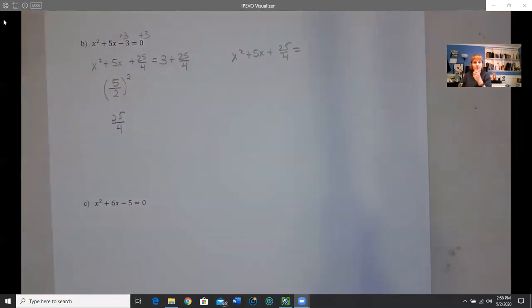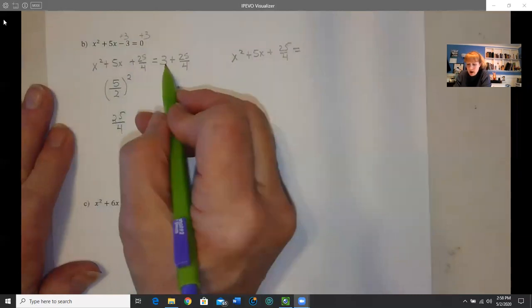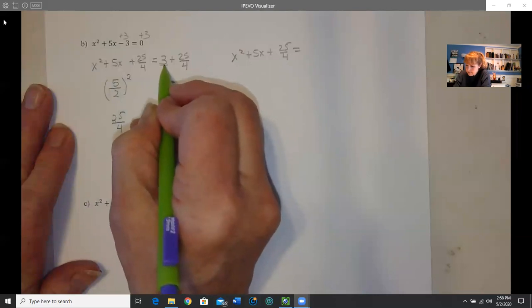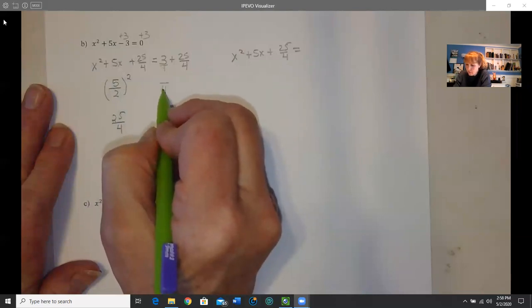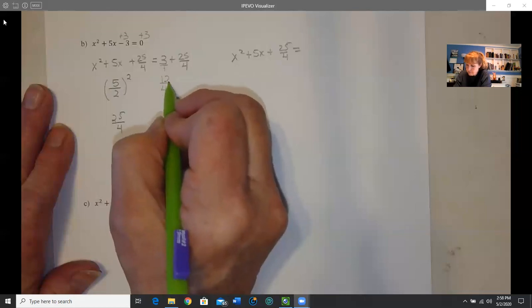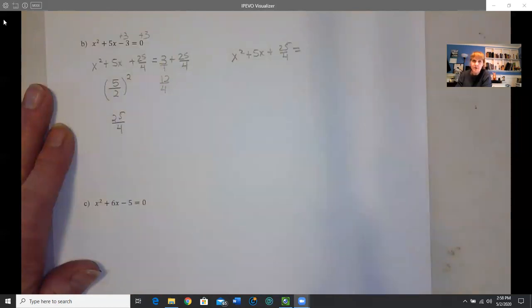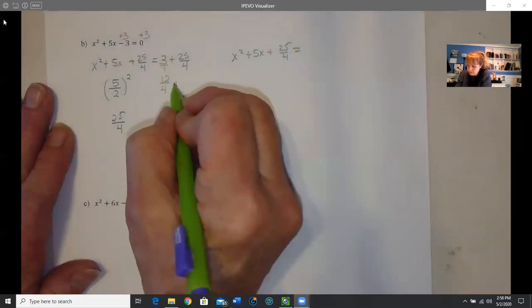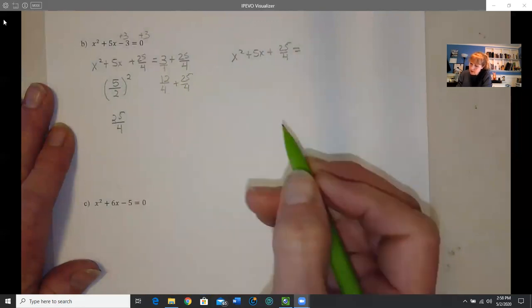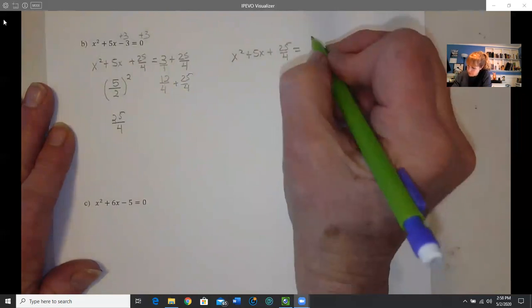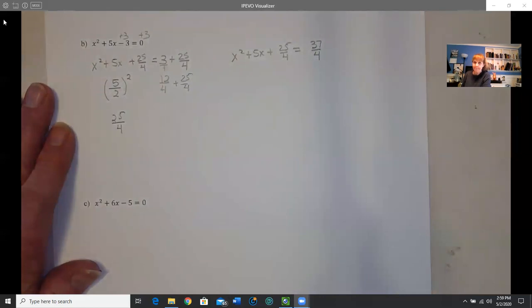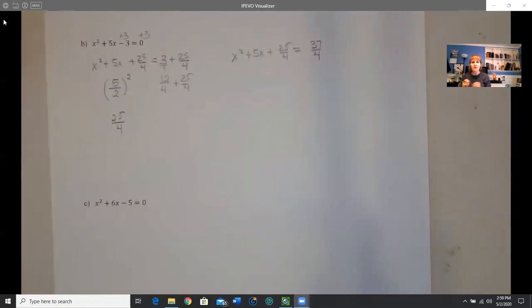You guys have calculators, so taking 3 plus 25/4 shouldn't be that big of a deal. If you don't, getting a common denominator so that you can add them, this is 4. To go from 1 to 4, you multiply by 4. 3 times 4 is 12. So 12/4 is the same as 3. Okay. Multiply the denominator, multiply by 4, multiply by 4. So it looks like we're going to come up with 37/4. Yep, 37/4. Okay, let's factor the left-hand side.